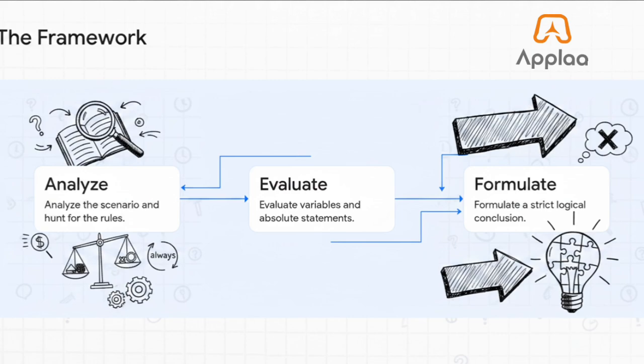And finally, step 3, formulate a logical conclusion. This means connecting those specific variables without letting a single drop of outside assumptions slip in. If the text doesn't explicitly state it or mathematically prove it, it absolutely cannot form part of your conclusion.